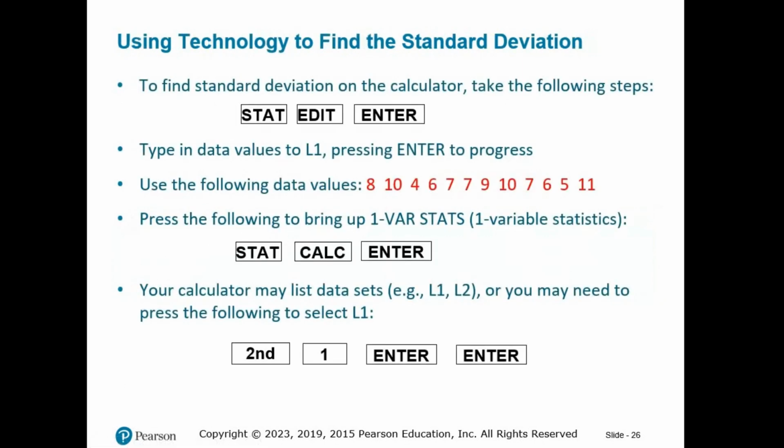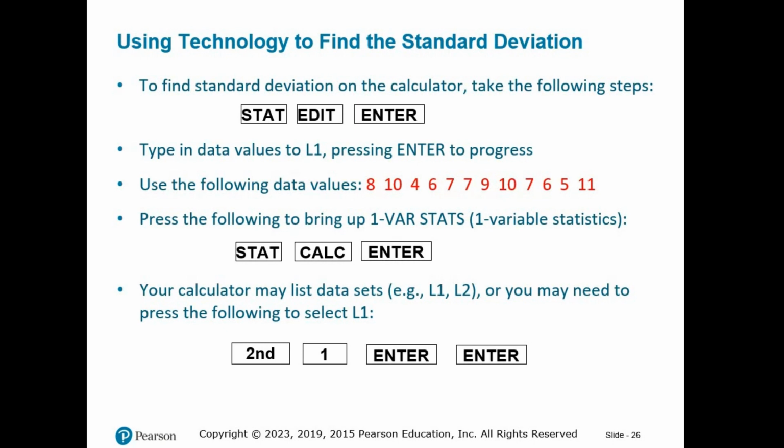First, you need to enter the data into the L1 list by pressing Stat, making sure Edit is selected, then pressing Enter. Now, if you already have information in L1, you can arrow up to where L1 is highlighted and press the Clear button, and then press Enter, and then arrow back down and it'll let you enter new values. Now enter the data values, pressing Enter to progress.